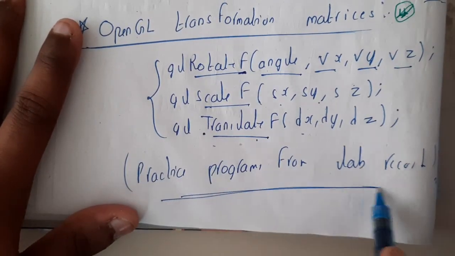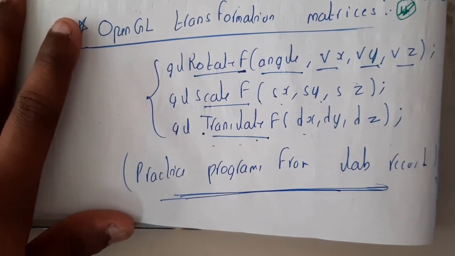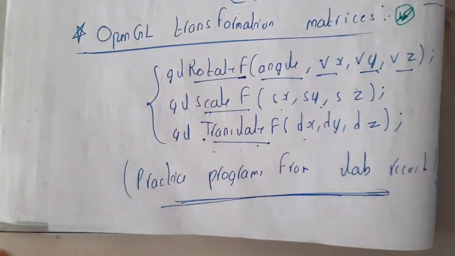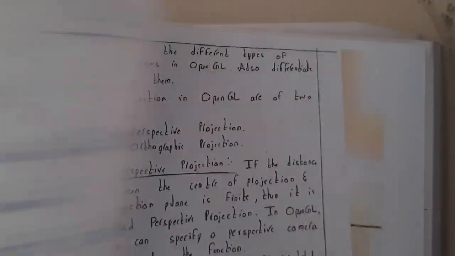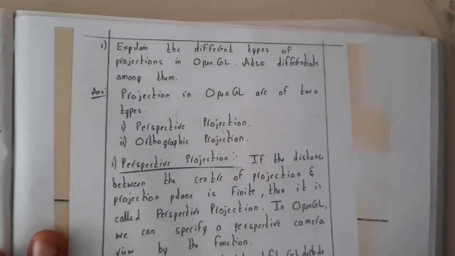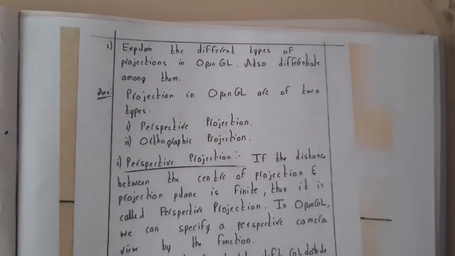In our record or in our lab book, you can find a lab program guys. Please practice that. Whenever the related question comes, you can just write the program. Fine. Okay. So I'll be skipping the viewing of positions guys. And in the next tutorial, we'll be going through the projection and its types guys.